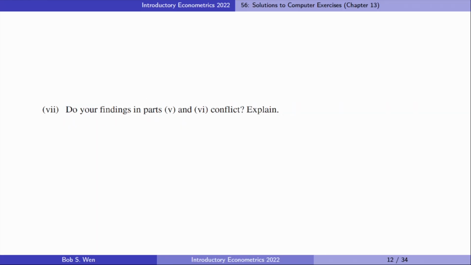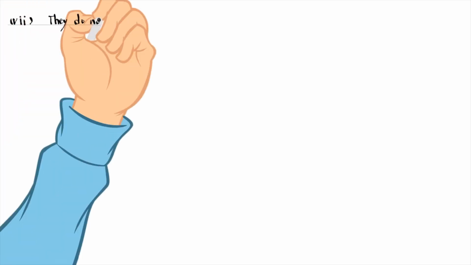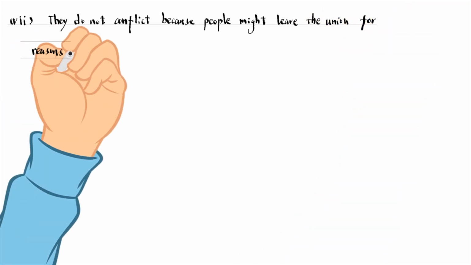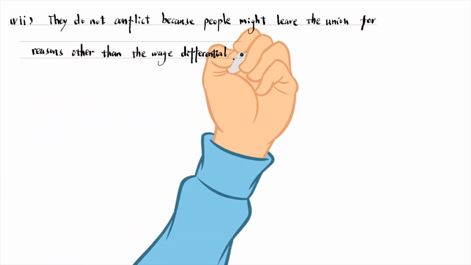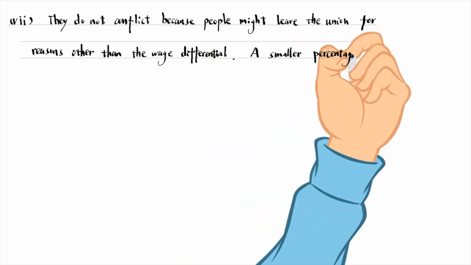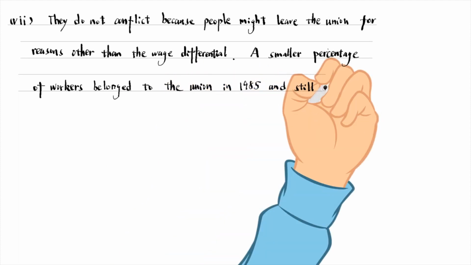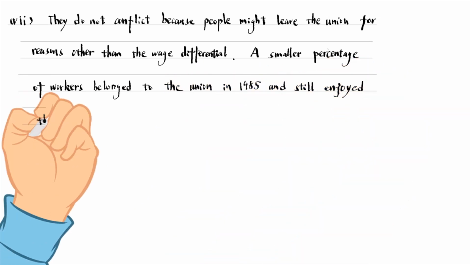In part 7, we are asked whether the findings in part 5 and part 6 conflict. They do not conflict because people might leave the union after 1978 for reasons other than the wage differential. A smaller percentage of workers belong to the union in 1985 and still enjoy the same wage premium.